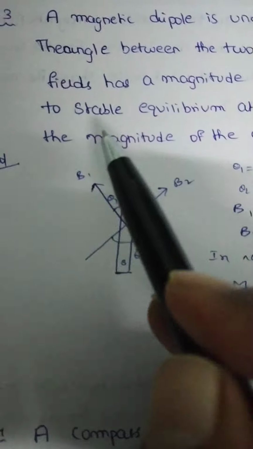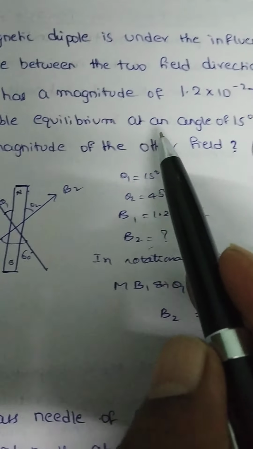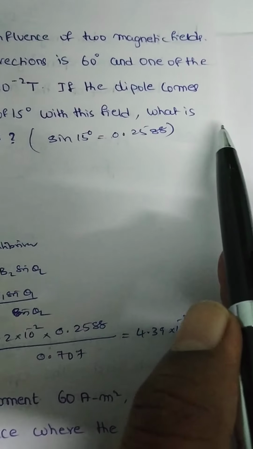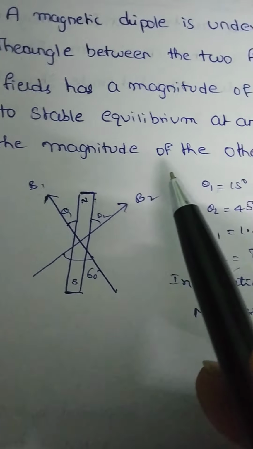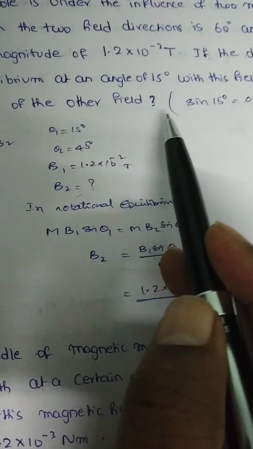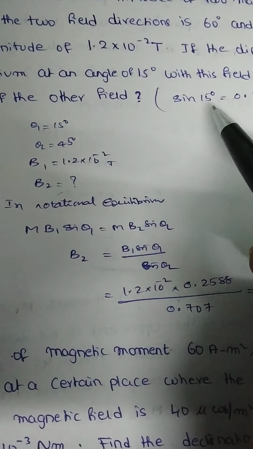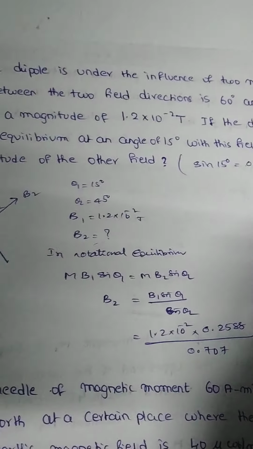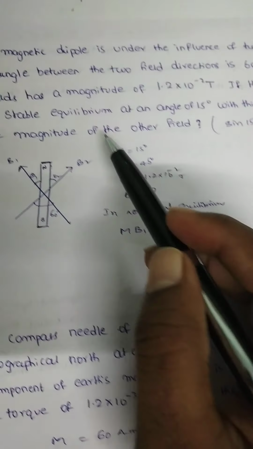If the dipole comes to stable equilibrium at an angle 15 degrees with the field, find the magnitude of the other field. Also given, sin 15 degrees is equal to 0.2588. Once again, I'll explain the problem.